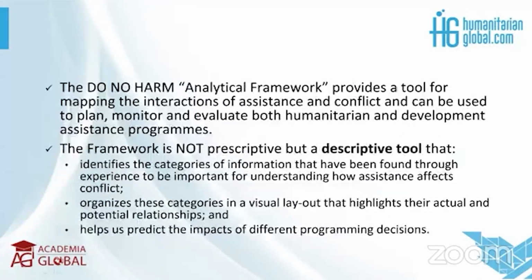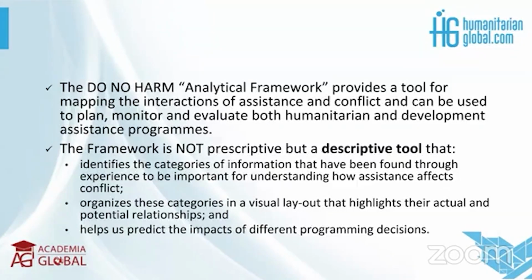So therefore, based on this understanding of what conflict sensitivity is, the do no harm analytical framework. Here we are not talking about the do no harm lens or do no harm principle, but the framework itself, the do no harm analytical framework. And like we said, it provides us a tool to map the interactions of our programs, our interventions, our aid and development assistance, and conflict. And like I said, you can use it to plan, to monitor, and to evaluate both humanitarian and development programs.